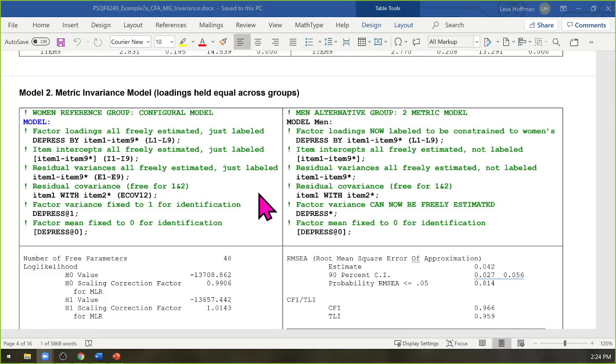So I will tell you, I think this is in the slides, but this seems like a good time to bring it up. The way that I am teaching you to do this is somewhat atypical. I can't remember what he does in the book, but a lot of times what people will do instead is the method of identification where the first loading is fixed to 1, and then the factor variance is free in both groups. Now, why do you think I'm not doing it that way? Any guesses?